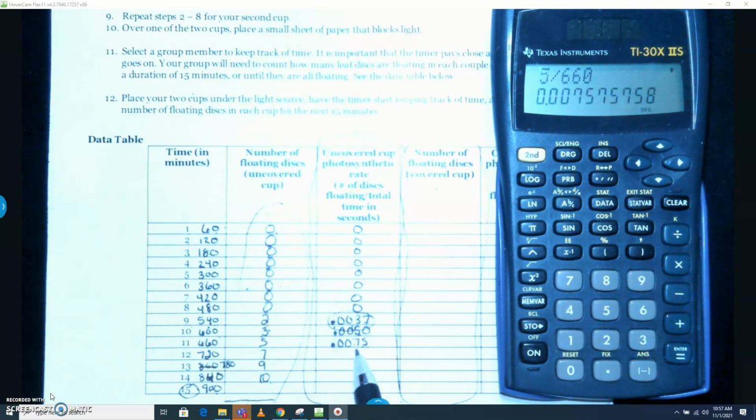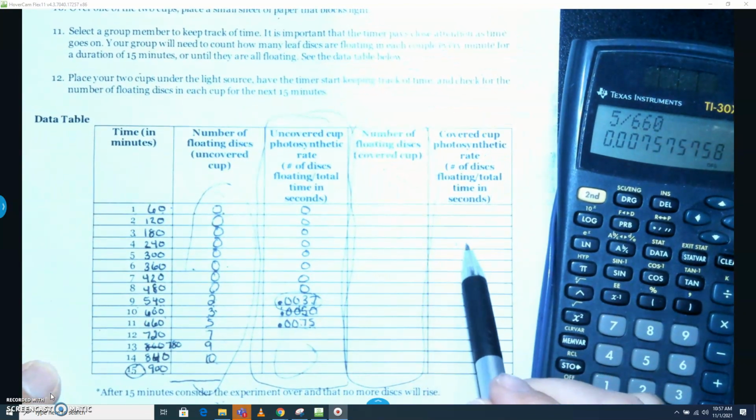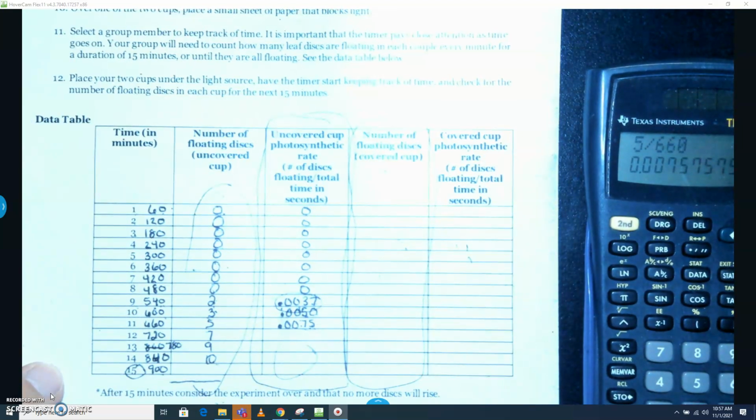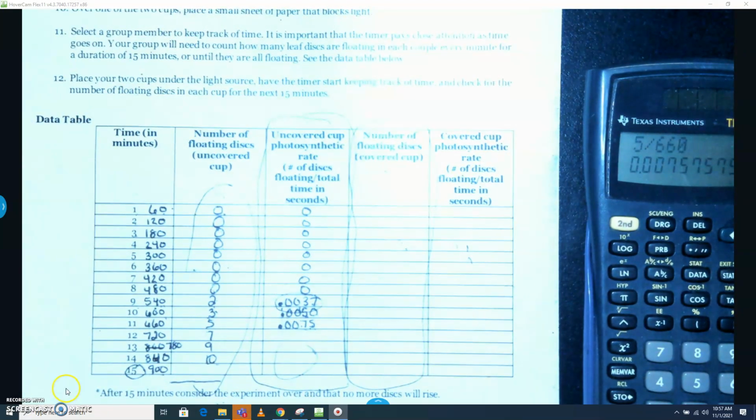Once you have these numbers calculated, as well as the ones for these ones, and I'll be sharing this data with you, you are then ready to proceed to the graph, which will be explained on the next slide.